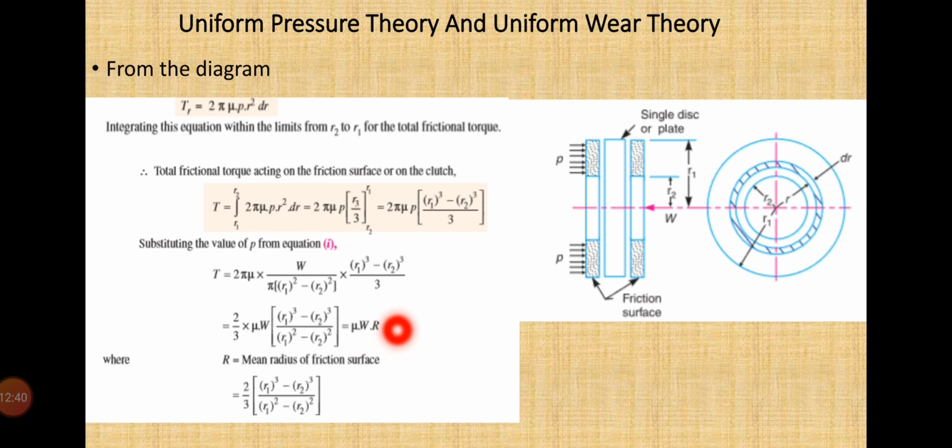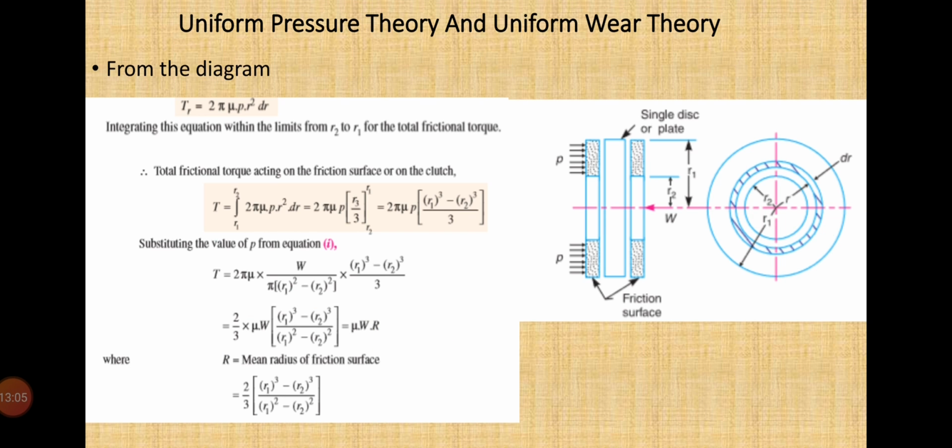That is called the mean radius of the friction surface, which in the case of uniform pressure theory is given as 2 by 3 into R1 cube minus R2 cube divided by R1 square minus R2 square. This is the torque transmitted by the clutch plate in the case of uniform pressure theory.